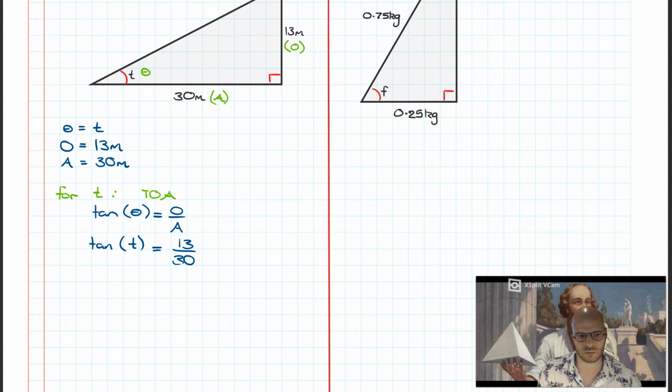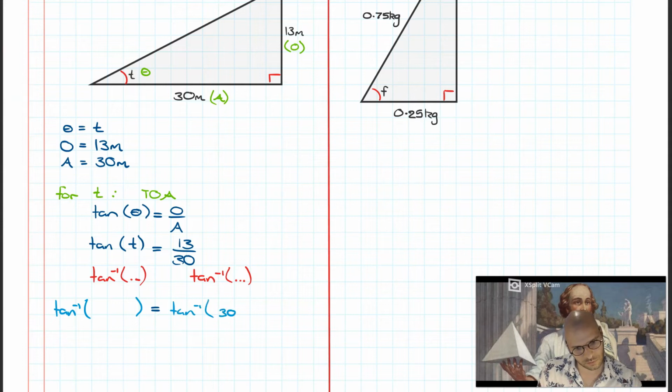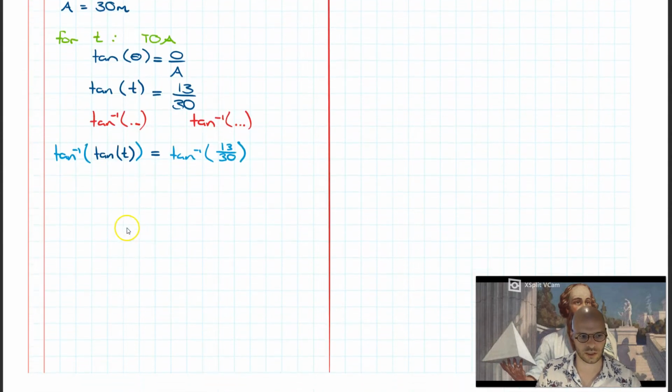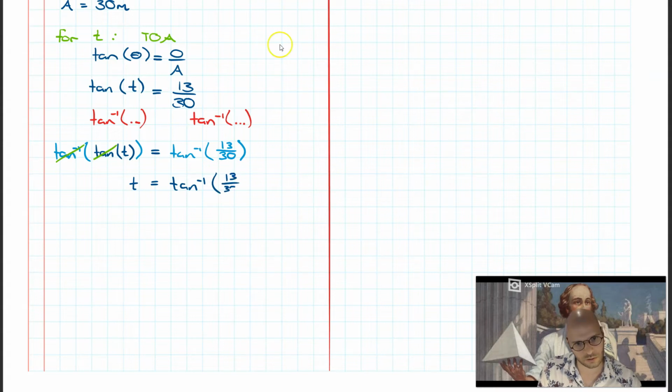What I need to do is employ the inverse tangent ratio here, or the inverse tangent function. So I'm going to write inverse tangent just to show that I'm about to employ that ratio. What this effectively looks like is as shown over here. So we have a tan theta inside the inverse tan. The inverse tan of the tangent function actually cancels things out, and thus we're left with theta equals inverse tangent of 13 over 30.